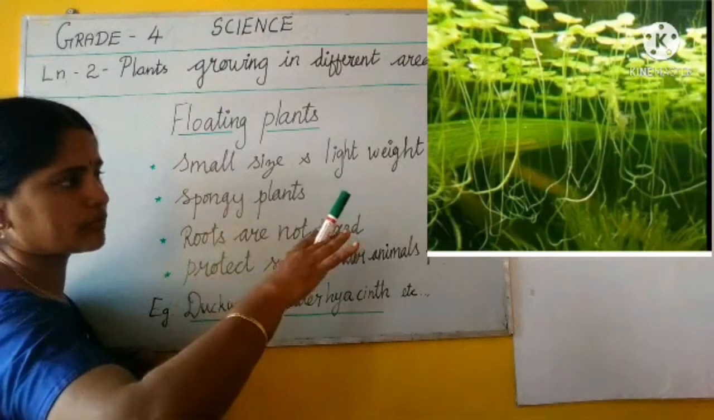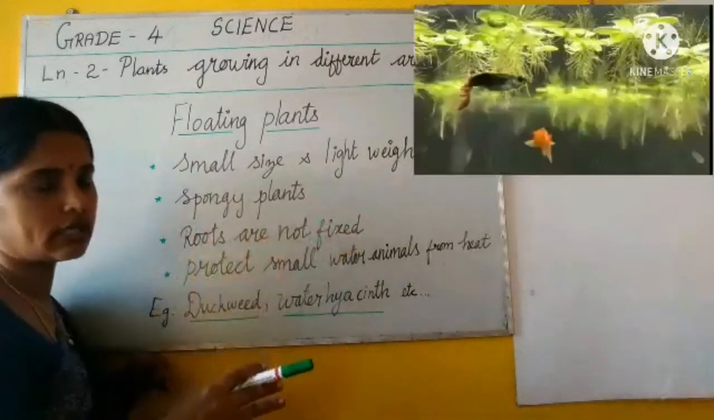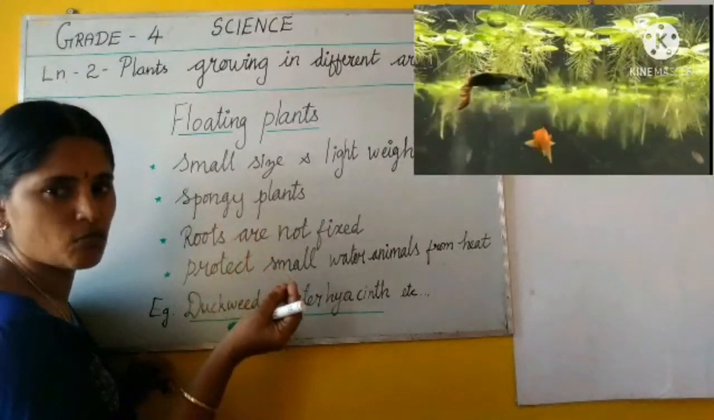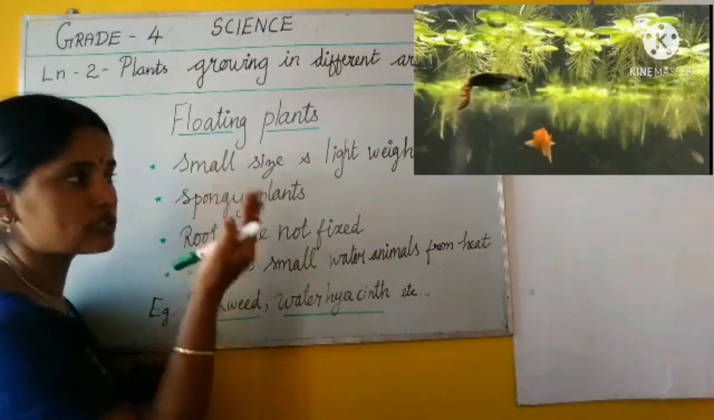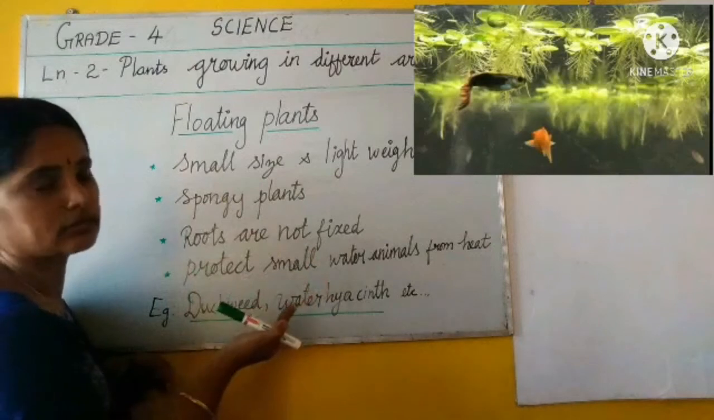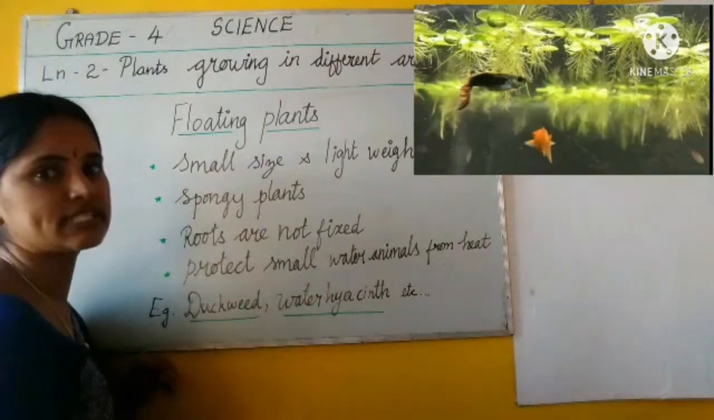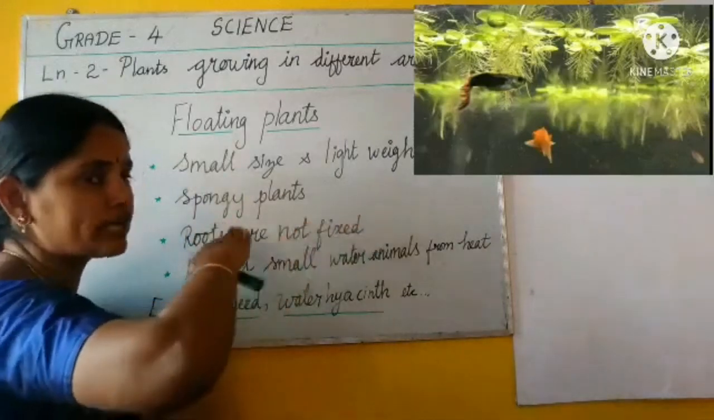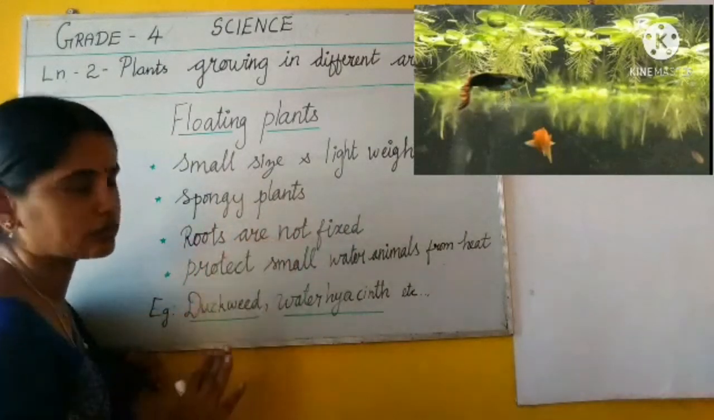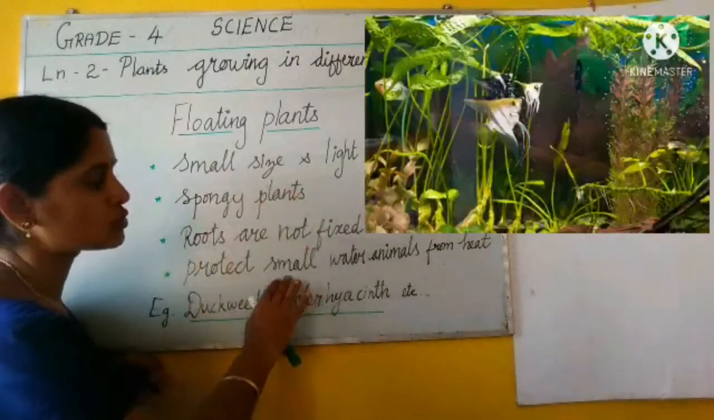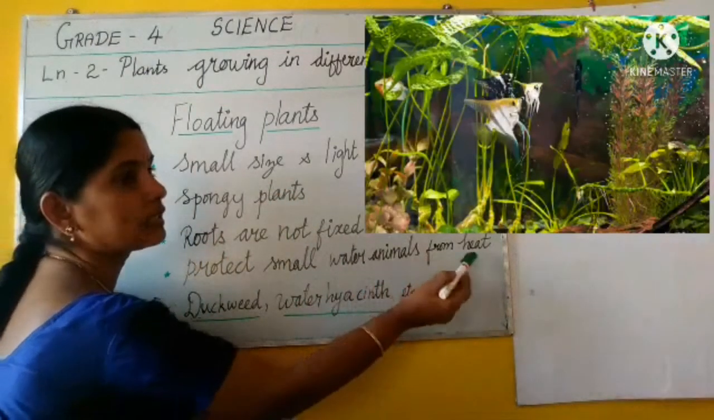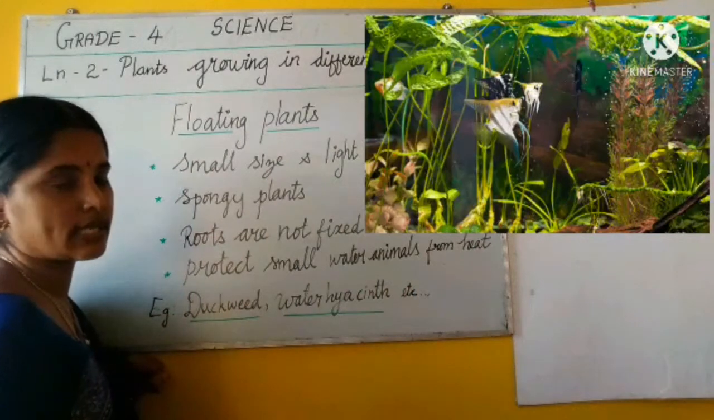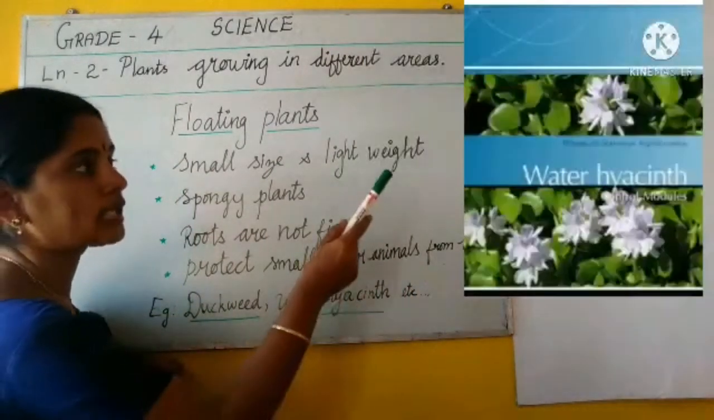Because this plant is floating on water, it protects the very small fish and small creatures in the water. How are those animals protected? Protected from the heat of the sun. These plants cover the water surface area, so they protect the small water animals from the heat of the sun. What examples can we say? Duckweed and water hyacinth.